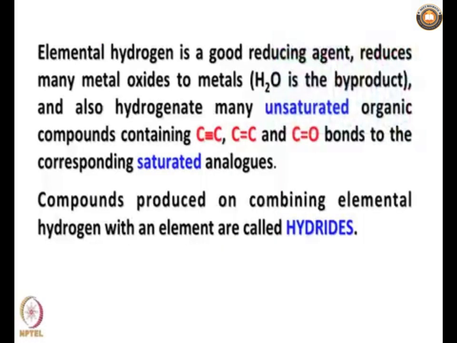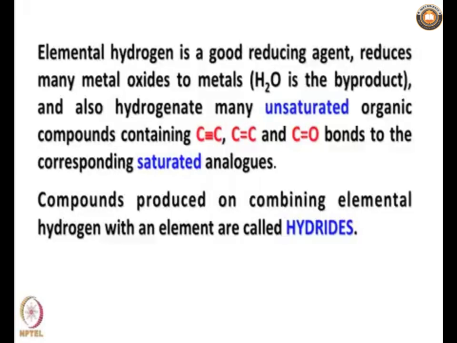So, elemental hydrogen is a very good reducing agent and reduces many metal oxides to metals. In those cases, water is the byproduct, and one can also use hydrogen for hydrogenation of unsaturated organic compounds such as carbon-carbon triple bond, carbon-carbon double bond, carbon-oxygen double bond, to make the corresponding saturated compounds. Again, in those cases also, at room temperature one cannot perform it; we have to go for either some hydrogen source or use homogeneous or heterogeneous catalytic methods.